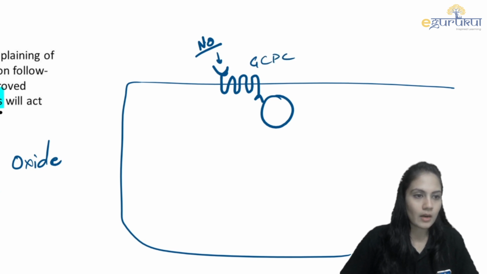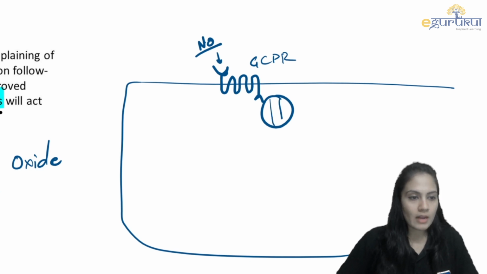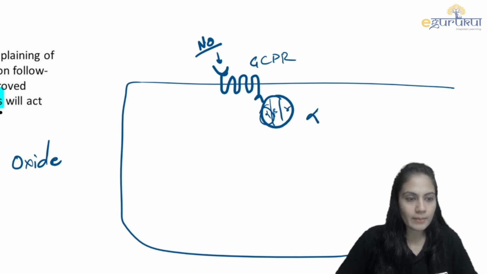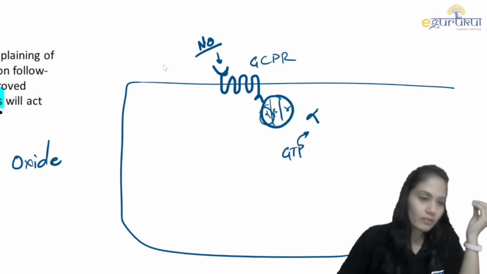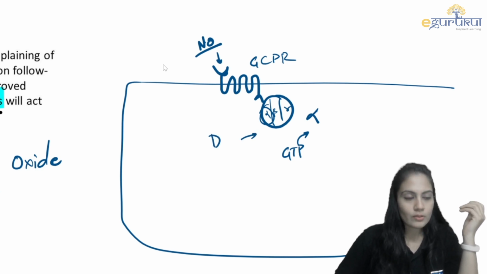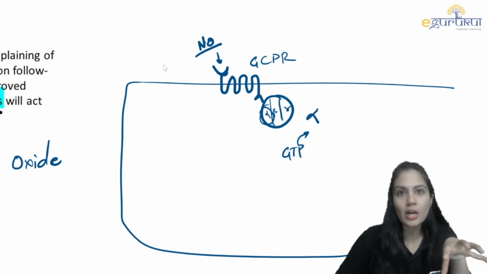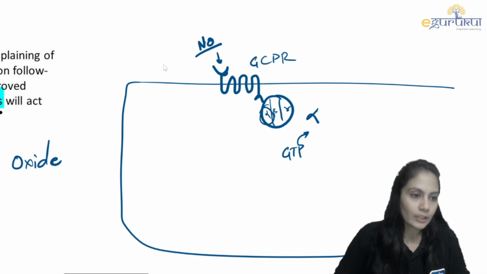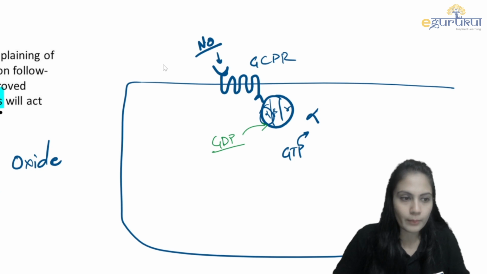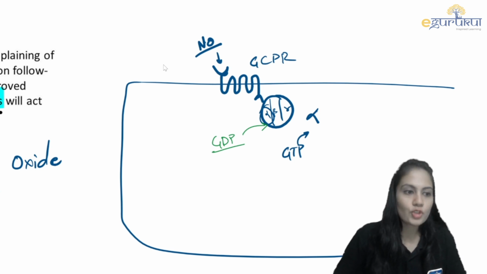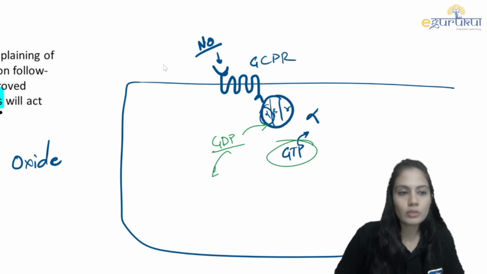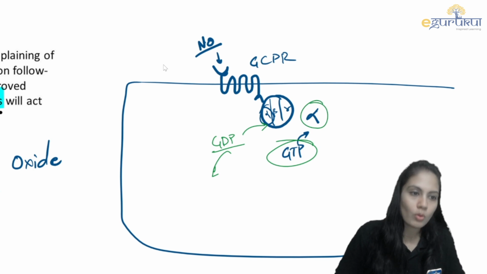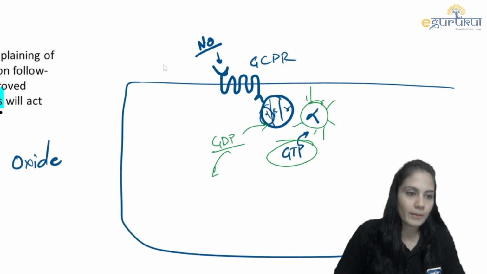Okay, GPCR. Now again, this alpha, beta, gamma: alpha gets separated, right? And as soon as it gets separated, the GTP will be bound to it. Usually the GDP is bound to this heterotrimeric protein. But as soon as the NO comes, this GDP will get away, and the GTP will be bound to this heterotrimeric protein, and that's how the alpha subunit gets separated and activated.